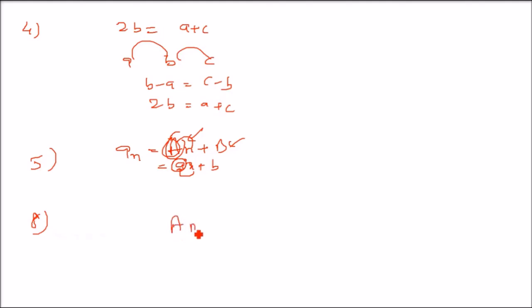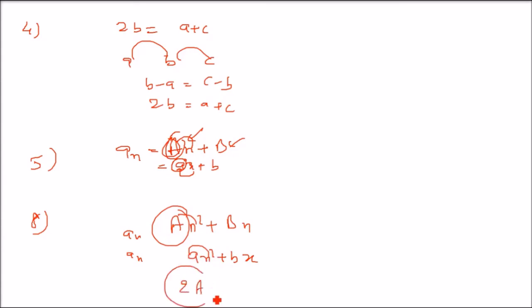Now, a sequence is an AP if and only if, this is the sixth one, the sum of its first n terms is of the form An square plus Bn. So S_n is equal to An square plus Bn, or Sx equal to Ax square plus Bx. So what is the common difference? It will be 2 times A, that is 2 times the coefficient of n square, 2 times the coefficient of x square. This is a very important property.